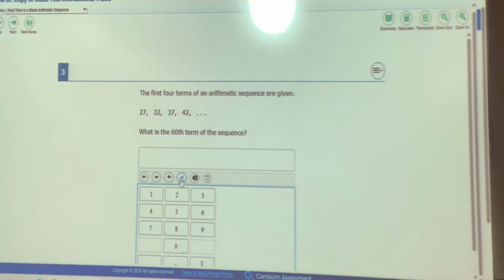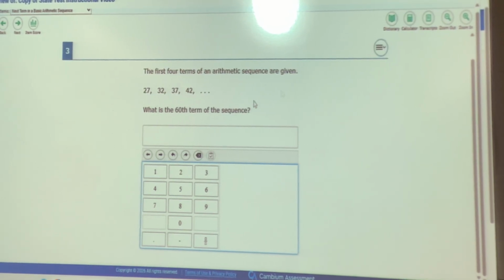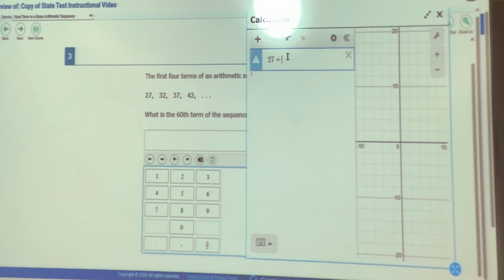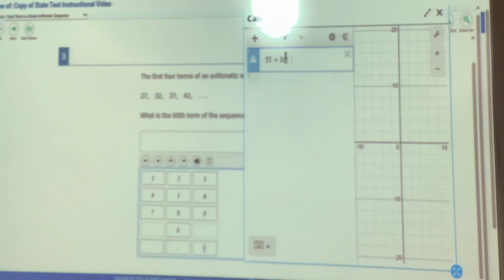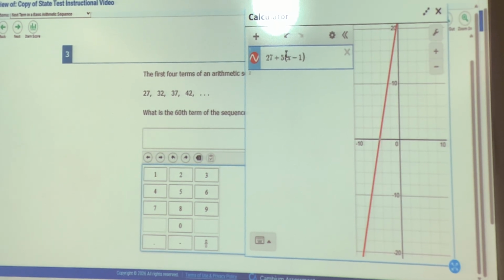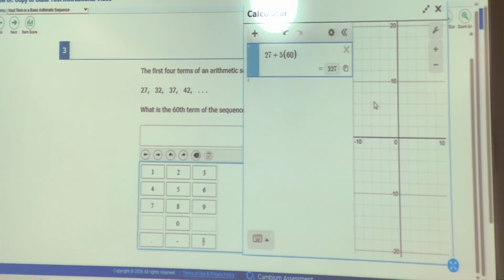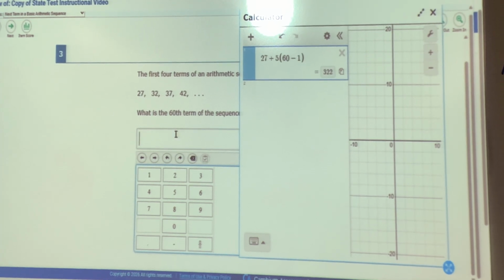On this one, this is another sequence, but this one doesn't ask for the equation, so you have to go to the calculator. We're going to start at 27. We know to go to 32 to 37, we're adding 5. And then instead of putting an x minus 1, we're going to replace the x with the 60. And then 60 minus 1, and then it will give you the 322.